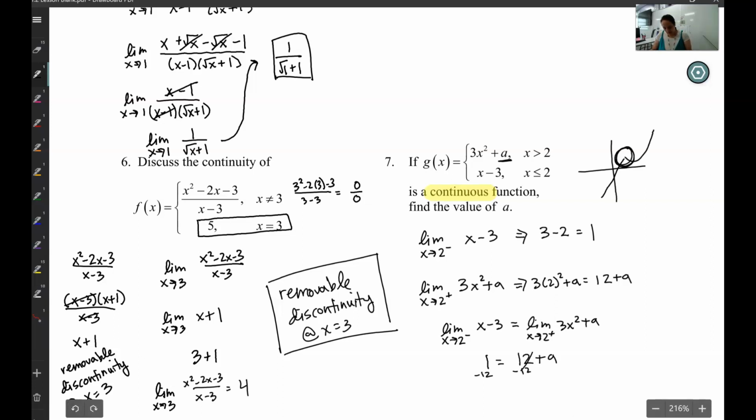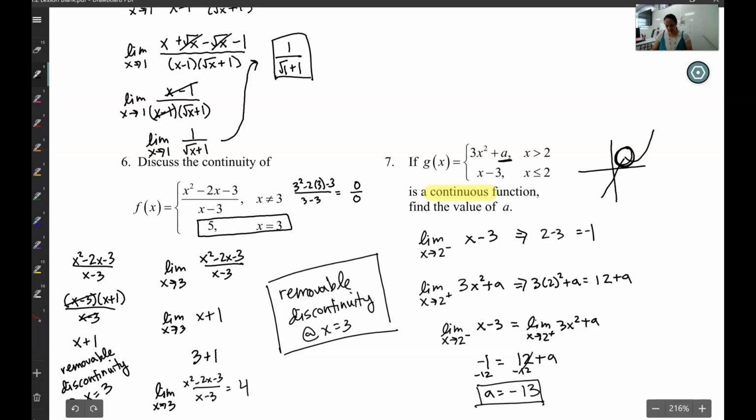And if I solve that, that tells me that a, oops, sorry guys, I did that backwards, didn't I? Let me go back and fix that. 2 minus 3, negative 1. There we go. Now it's fixed. So a would be negative 13.